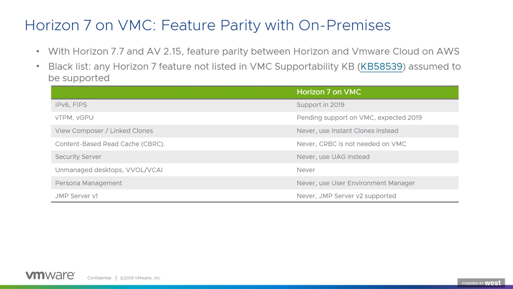There are a few items that have yet to be supported, but they're on our roadmap, and we expect all of them to be supported by the end of 2020. Things like IPv6, FIPS support, and then vTPM, vGPU, those require support on the VMC platform, right? So all of these are expected to be available sometime in 2019. And then there are several features that we are going to be deprecating. So that's why they're not going to be supported on VMware Cloud on AWS.